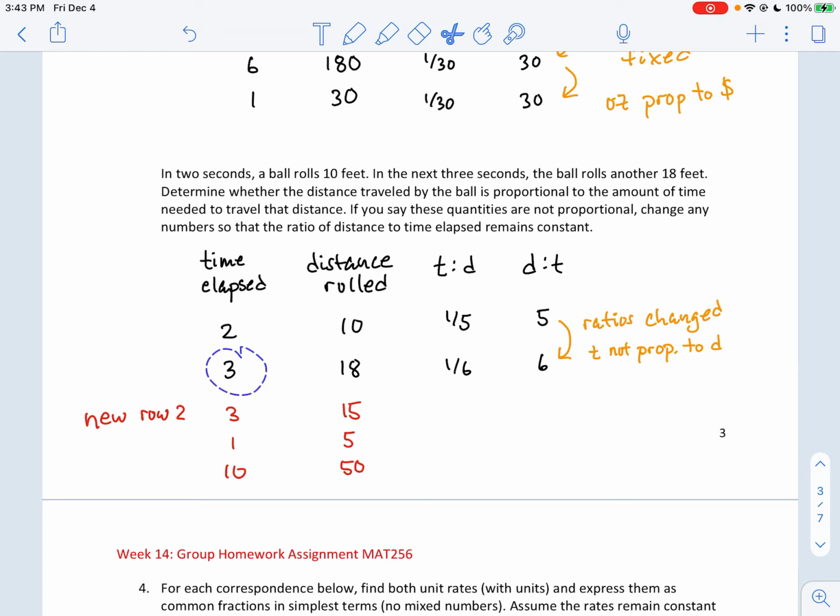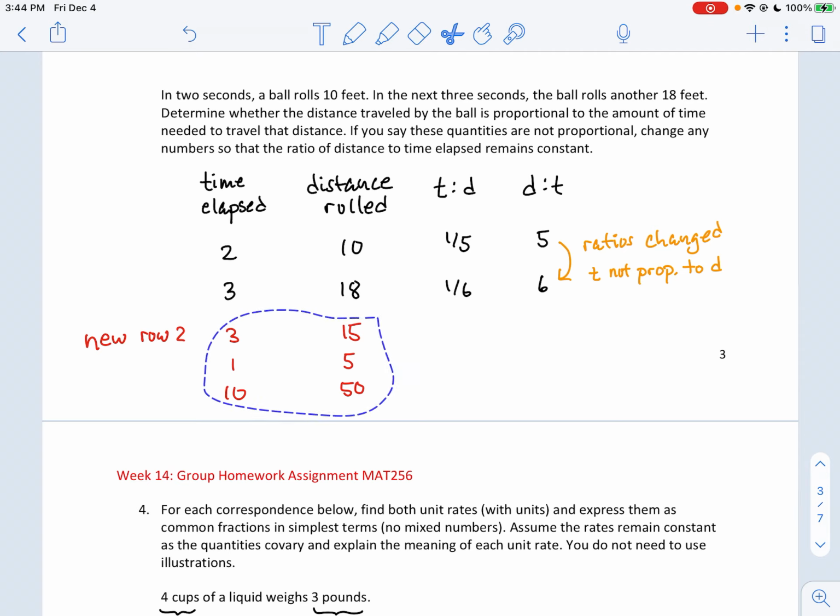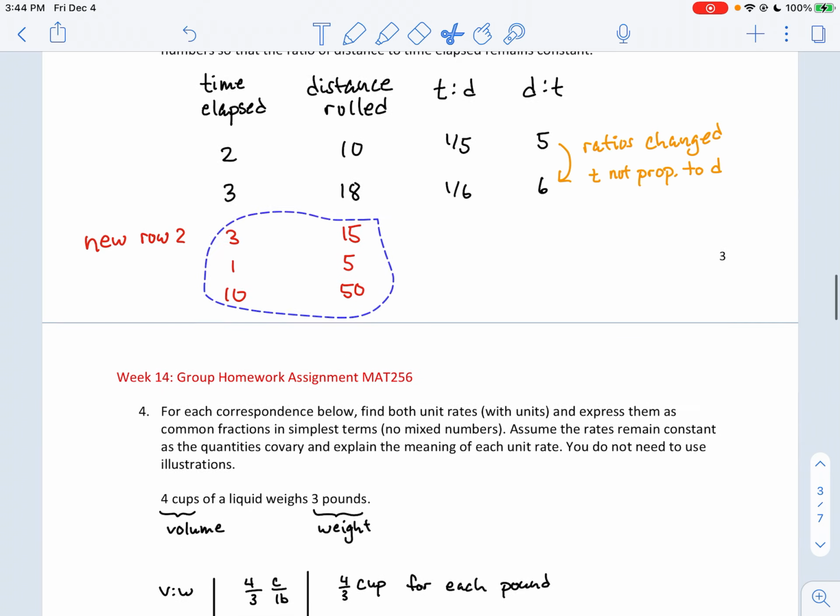And then the other instructions were to revise numbers. What I'm doing here in red is saying, instead of these numbers, 20 and 25, here are some examples of numbers that would have maintained proportionality, or that would have suggested a proportional relationship, would have maintained the ratios. And here, I'm going to keep row 1, but I'm saying a new row 2. So instead of 3 and 18, any of these would have been acceptable for a new row 2, so that the ratios are preserved, so that the quantities are proportional to each other.